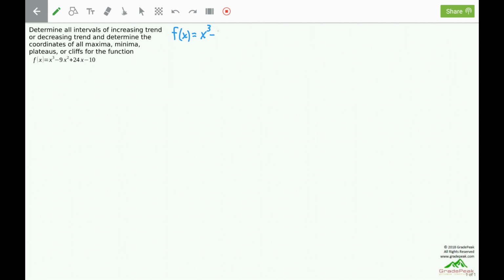f of x equals x cubed minus 9x squared plus 24x minus 10, which is a polynomial, and the domain of a polynomial is all reals, or negative infinity to positive infinity.